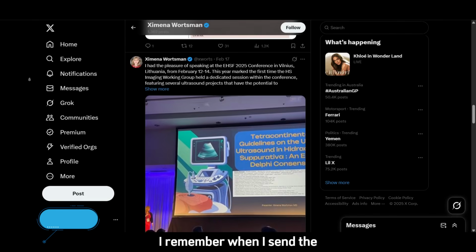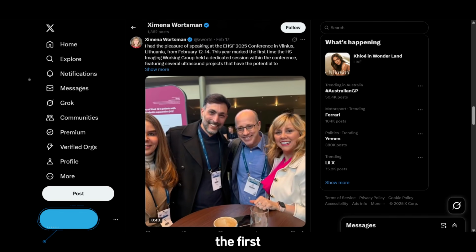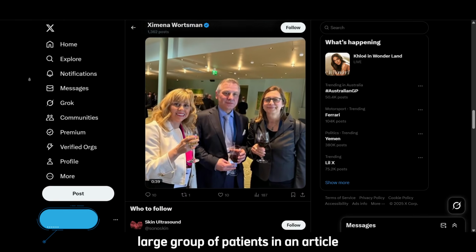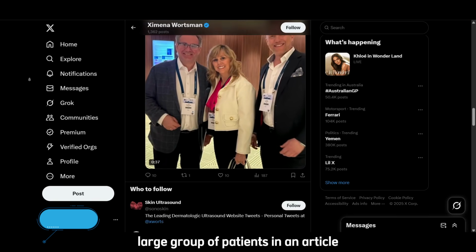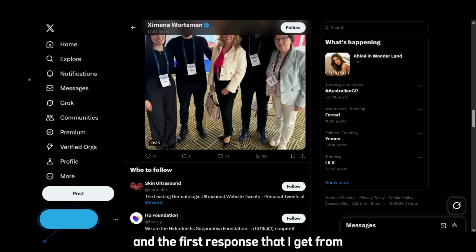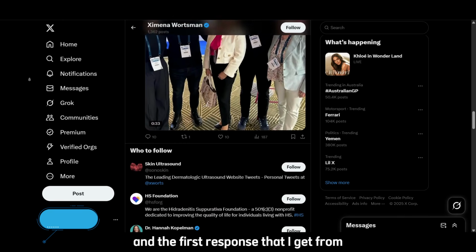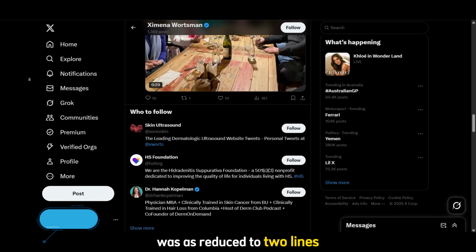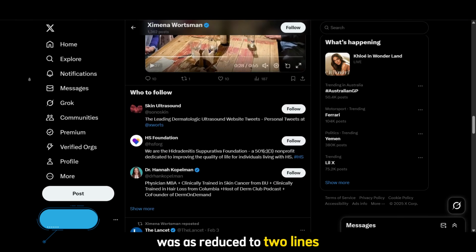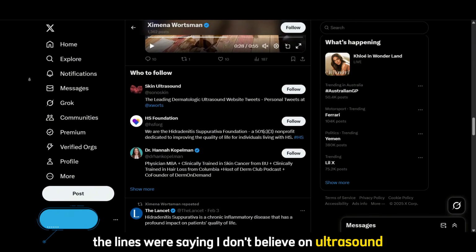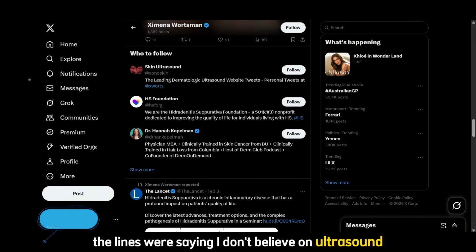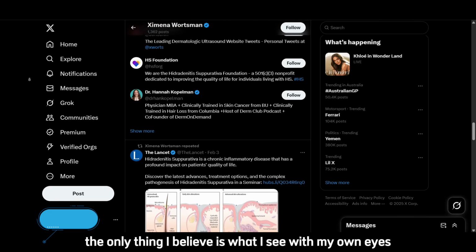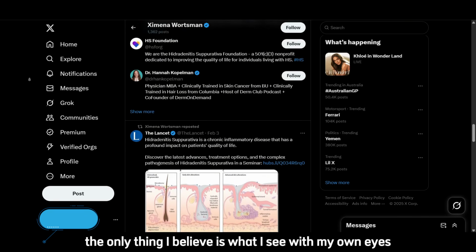I remember when I sent the first large group of patients in an article, and the first response that I got from a journal was reduced to two lines. The lines were saying, "I don't believe in ultrasound. The only thing I believe is what I see with my own eyes."